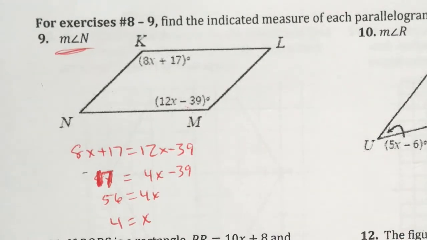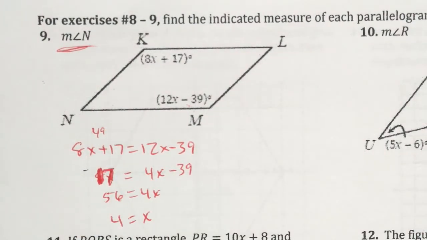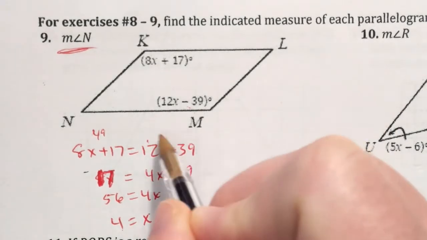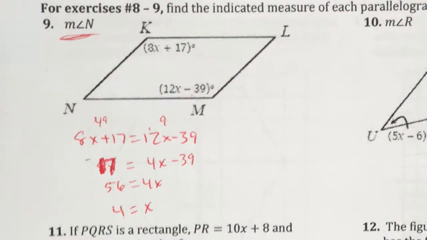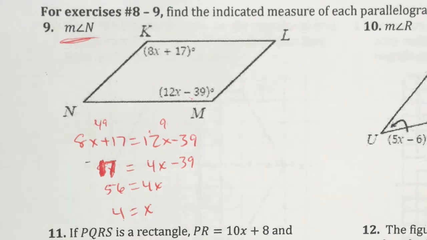8 times 4 plus 17, you would get 49. 12 times 4 minus 39, so I'm seeing something wrong, right? When I plugged in 4, so 12 times 4 minus 39, I got 9. I'm like, wait a minute, something's wrong. You want to know what happened? I wrote 4, it was supposed to be 14. So I caught my mistake. I thought it was this pretty number 4, but it wasn't. It was 14. I dropped a 1, so let's try that again.